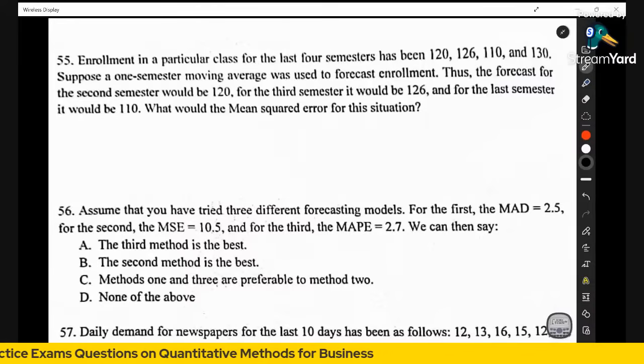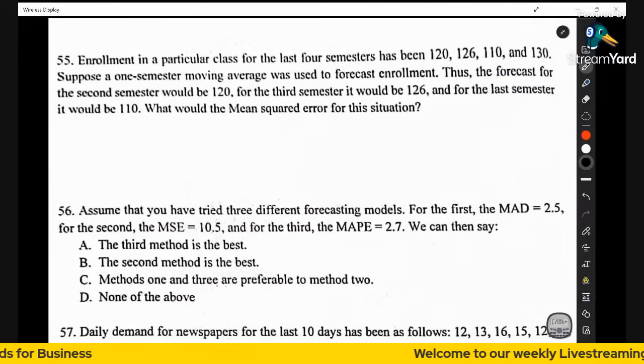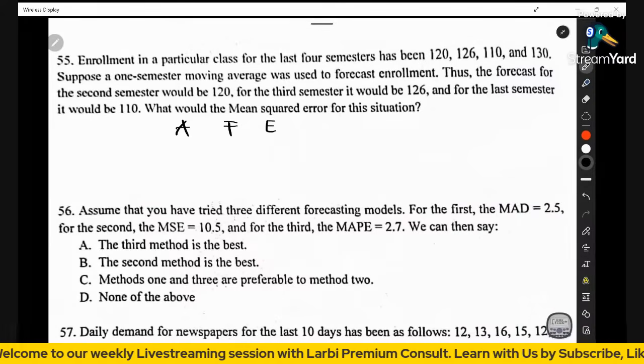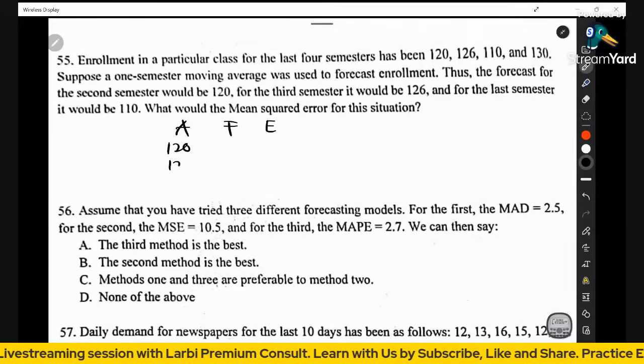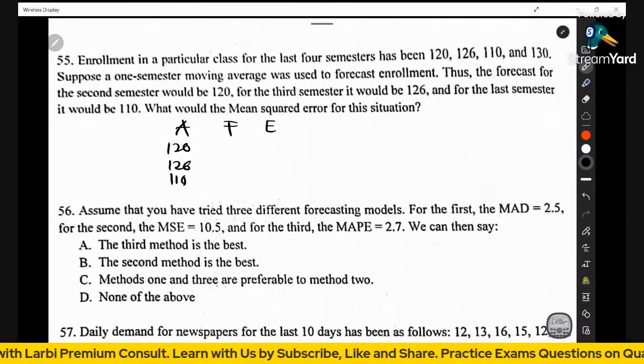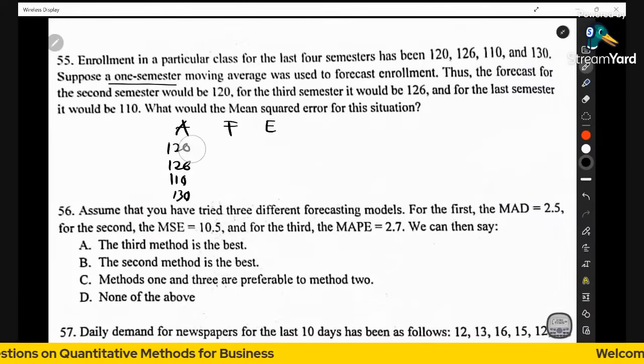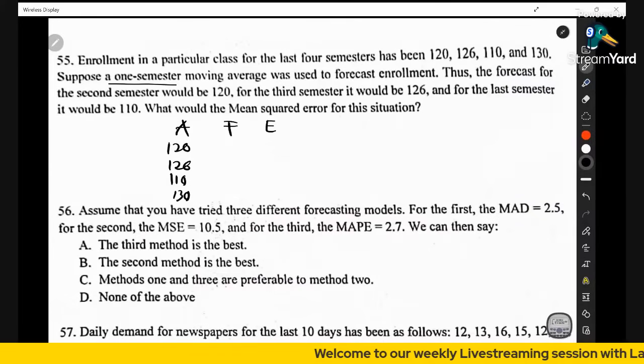So how do you calculate the mean square error? In this case, we'll have our actual, our forecast, and our error. Our actuals were 120, 126, 110, and then 130. What was the forecast for the second semester? Suppose we're using a one semester moving average. Meaning that for us to forecast the next, it's just one data point divided by one. That is the moving average here.